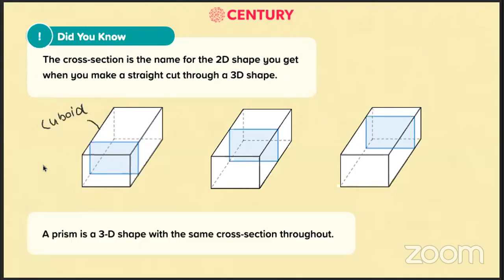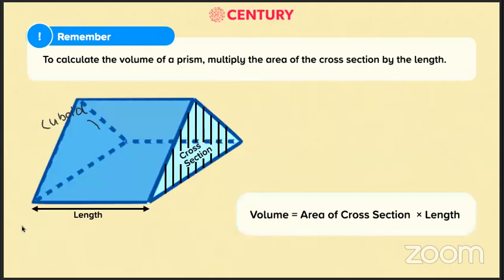Now, the other word that we need to know is prism. A prism is a 3D shape with the same cross-section throughout. So here, this cuboid has this same rectangle throughout, wherever that cross-section is. That means that a cuboid is an example of a prism. Now, in this lesson, we are looking at triangular prisms like this. That's just a prism where the cross-section is a triangle.